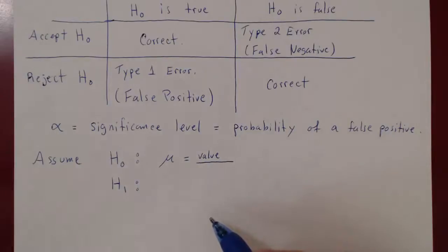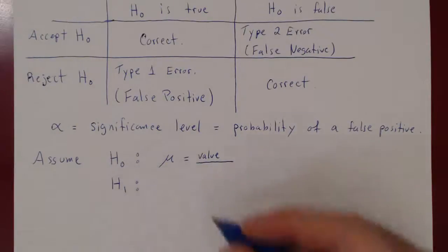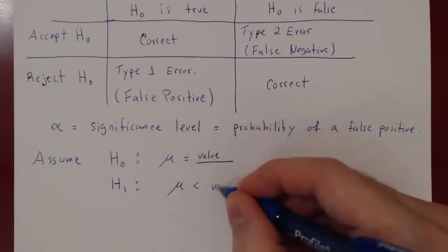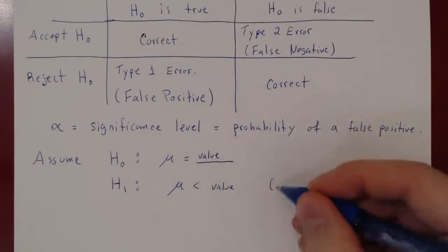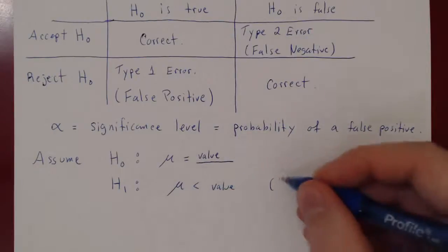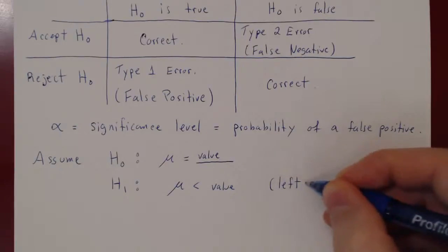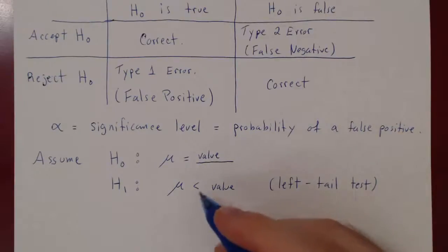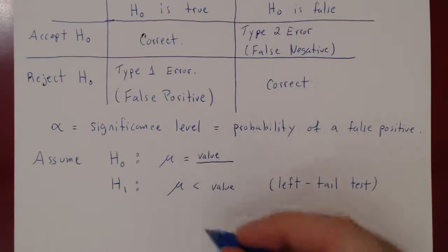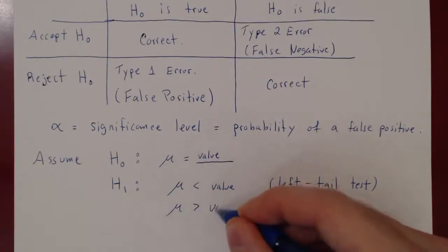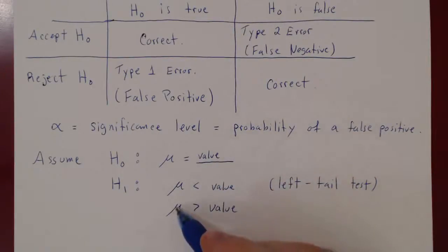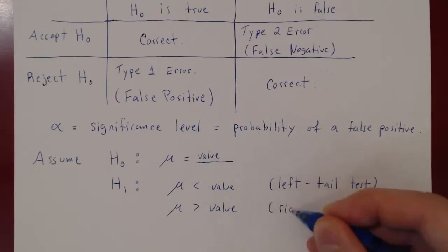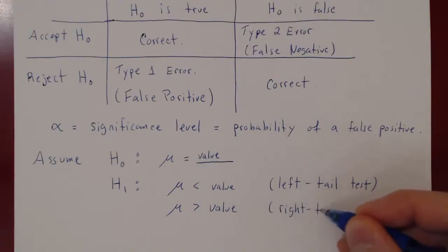And there are three types of hypotheses that you can make. The first one, you can say mu is actually less than the status quo value. And this will be called a left tail test because we're seeing less than. Or you could say I believe that the mean is bigger than the status quo value. So mu is bigger than the status quo value. And now you're saying mu is bigger than this value. So we have a right tail test.